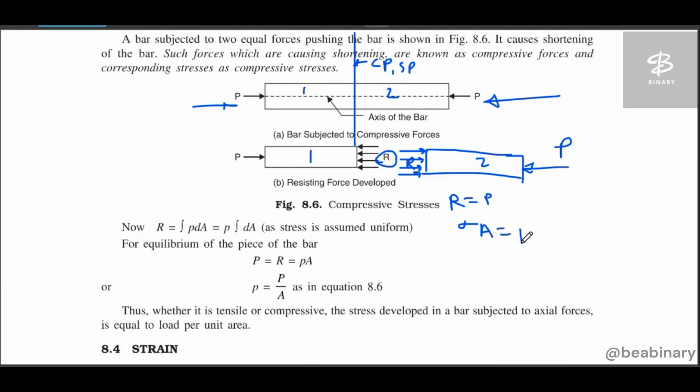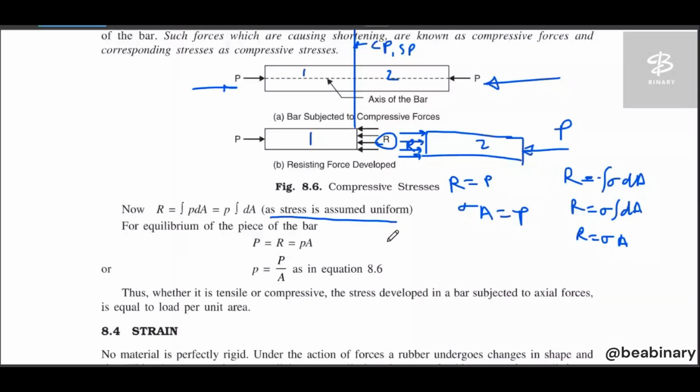But there are a number of forces, so here you can integrate. R is equal to the integral of sigma dA. Sigma is a constant here, and the area is variable. So after integrating the whole component, we obtain R is equal to sigma into area. The stress is assumed uniform. This is an assumption, not a condition. It is assumed that stress is uniformly acting on the cross-section of the bar.